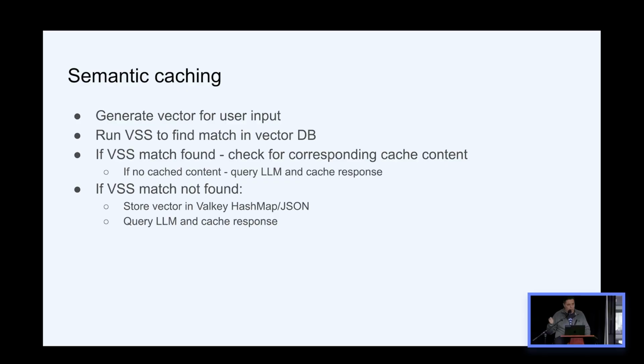Okay, so let's put it all together. We get the user input, we vectorize it, we check the vector DB. If we find a match, we use the corresponding cached content. And if we don't find a match, then we query the LLM. We store both the vector and the cache in Valkey. So Valkey is playing two roles here. It's our vector database, and it is our cache. And it makes it simpler to integrate with it, but it comes with the downside of having to store everything in RAM, which can be costly.